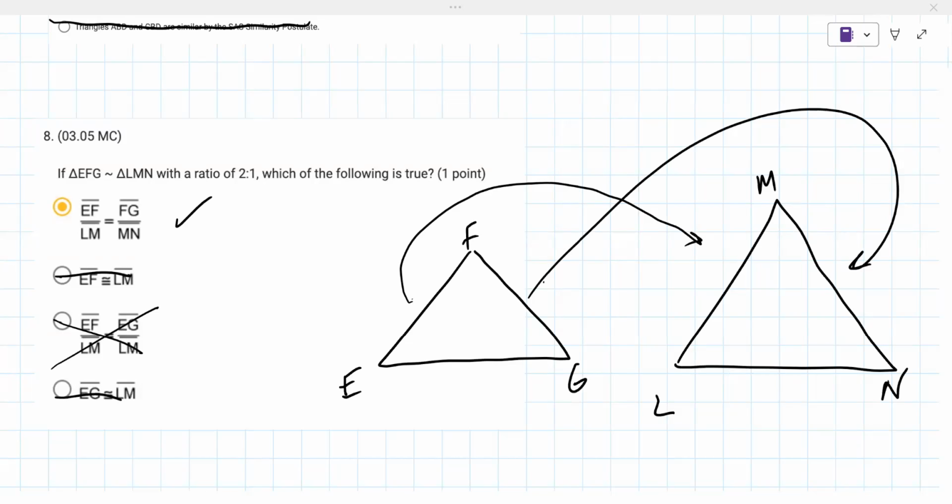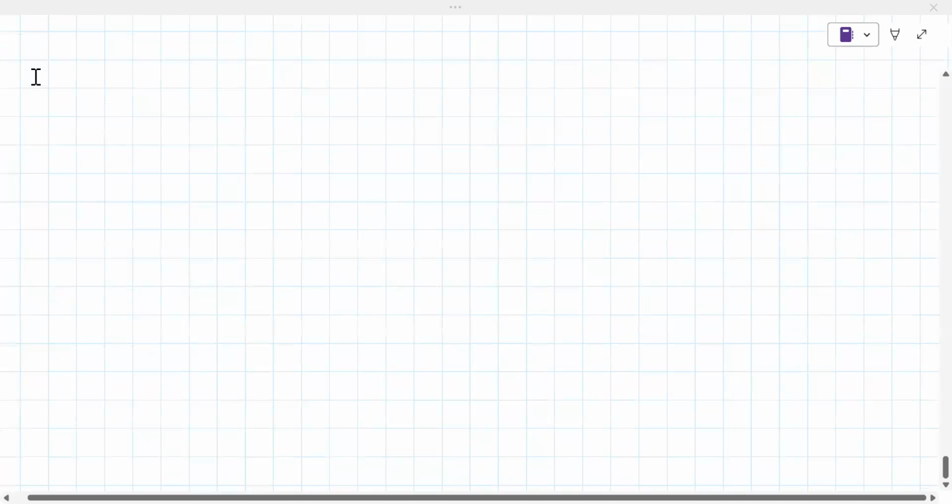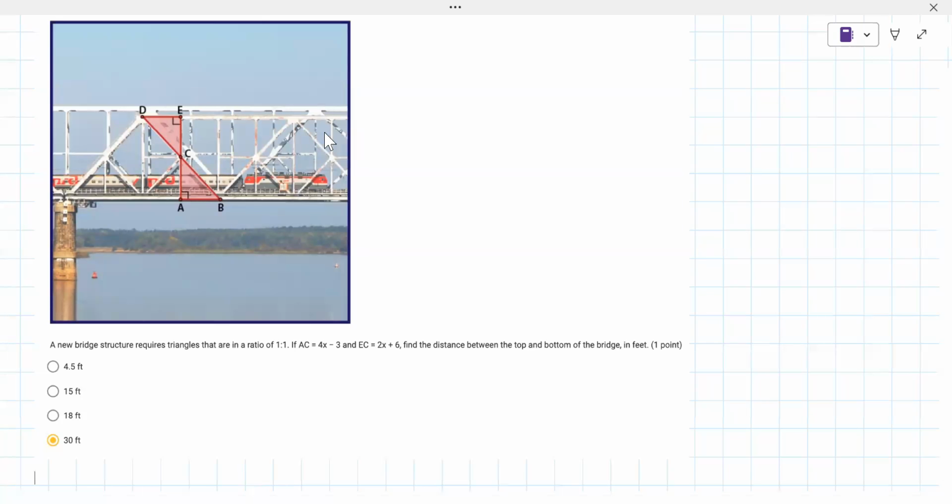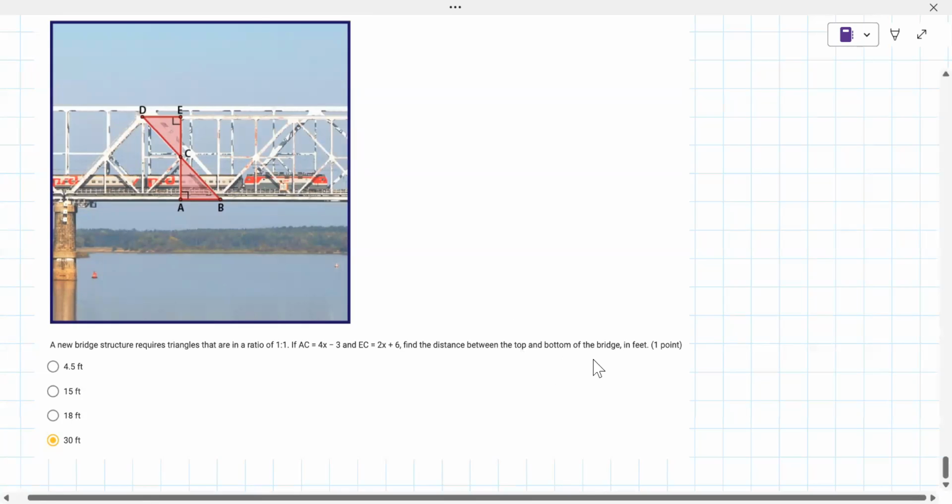This one, when I did it, I accidentally tried to put an X as the answer. You'll see it when we go over it, but luckily I didn't submit it then. I went back and plugged in X and got the answer. So this is the problem. A new bridge structure requires triangles in a ratio of 1 to 1. AC is 4x minus 3, and EC equals 2x plus 6. Find the distance between the top and bottom of the bridge in feet.